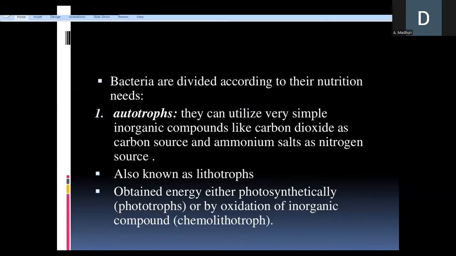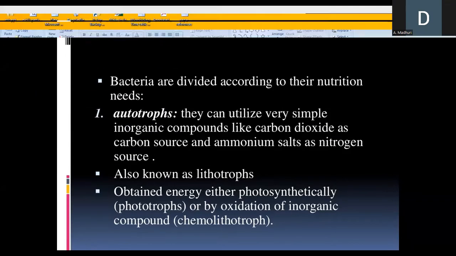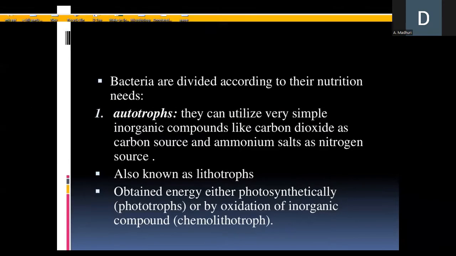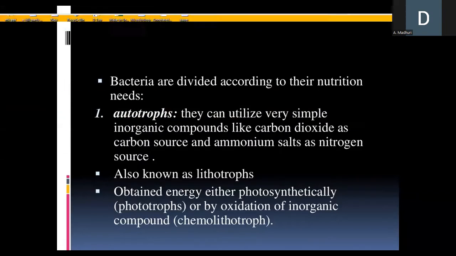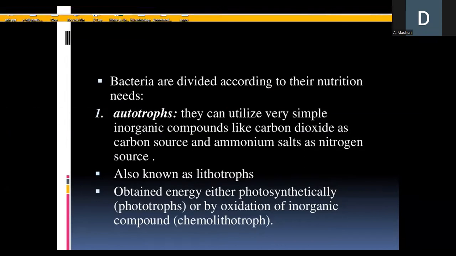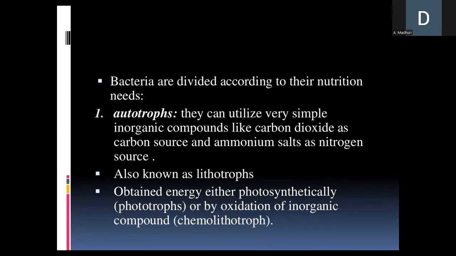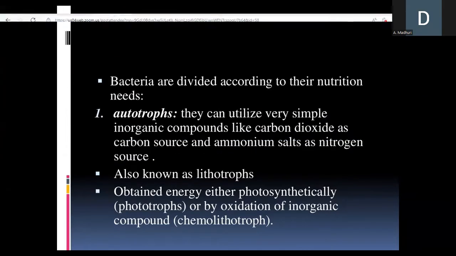Like plants, what they will do? They will perform photosynthesis and they'll prepare their own food. Similarly, bacteria can also be an autotroph which can prepare their own food. Okay. So they can utilize very simple inorganic compounds like carbon dioxide as carbon source and ammonium salts as nitrogen source. They are also called as lithotrophs, obtain energy either photosynthetically or by oxidation of inorganic compounds.